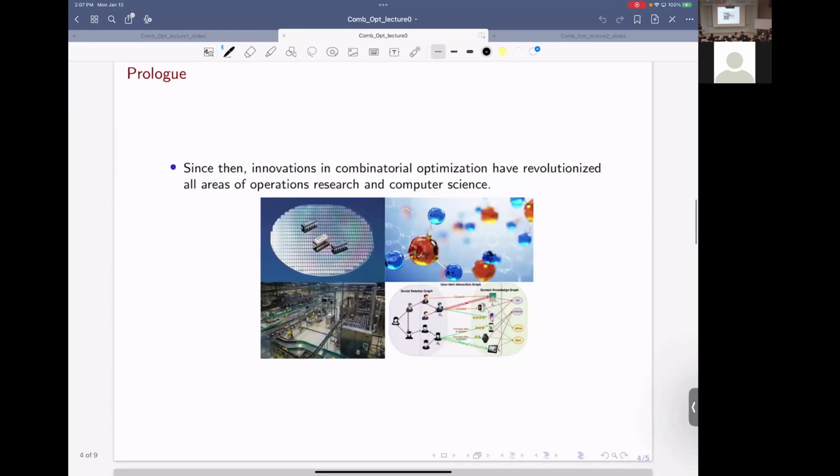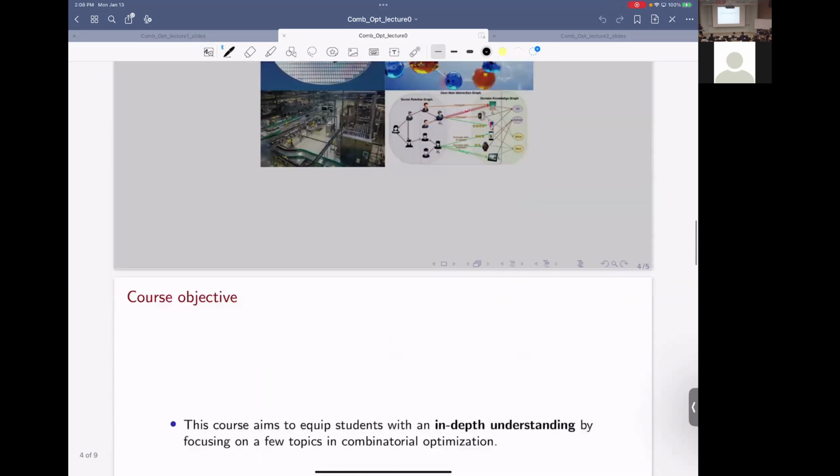But later on, with the advent of efficient computers, we are facing big contributions, achievements, and progress in many different domains, like semiconductor chip design, and even new drug development, manufacturing, and online platforms. All these places have applications from combinatorial optimization. So I think this is an exciting area.